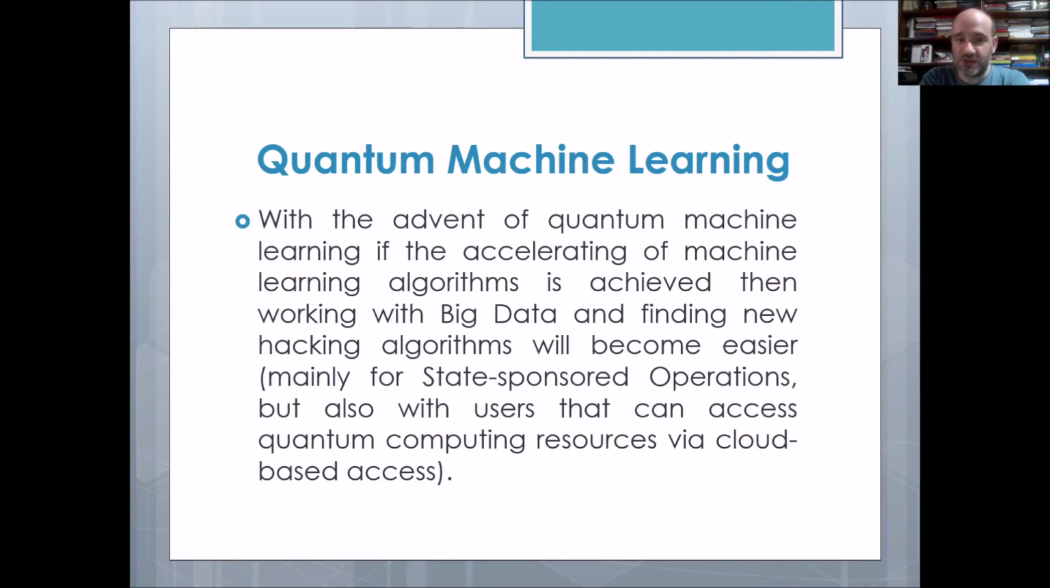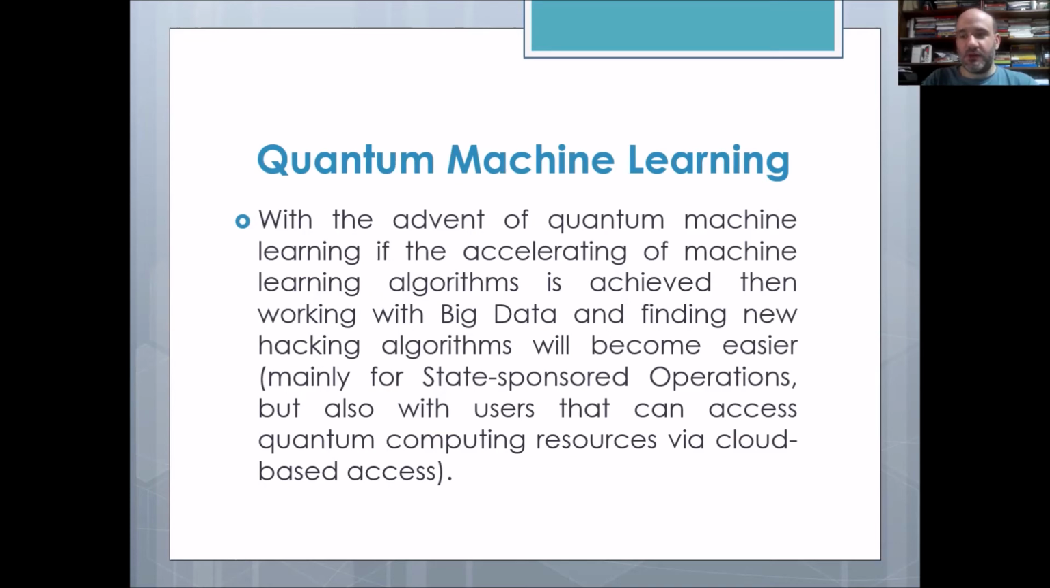So mainly state-sponsored operations will be the first type of people who will have access to this type of technologies. States that have a big budget, and some companies, for instance, defense contractors, cybersecurity companies working with states. So in principle, quantum machine learning used as advanced cyber weapons will most probably first be seen in state-sponsored operations, but also with users that can access quantum computing resources via cloud-based access. But here it's less likely to be in the short term. It's less likely that they'll be able to employ this in cyber warfare in the short term.